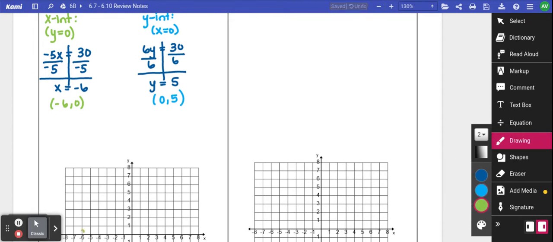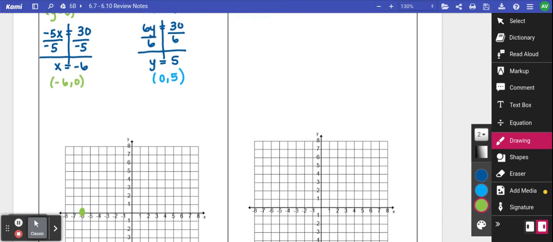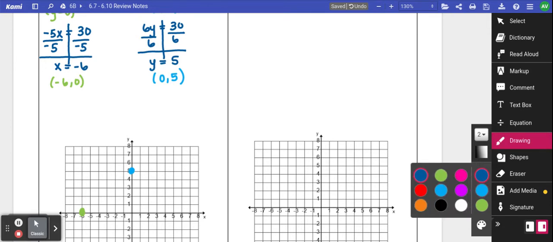Let's go ahead and add those points to our graph right now. So (-6, 0) would be right here. And (0, 5) would be right here. Now the next step is going to be to draw a line through those points.